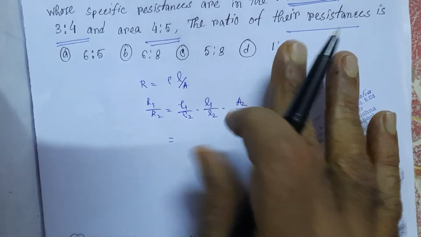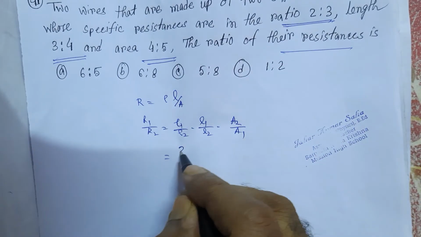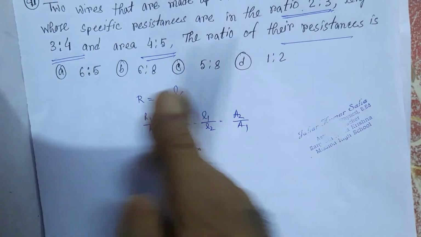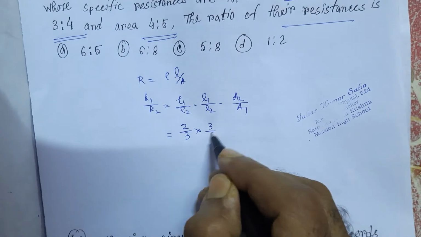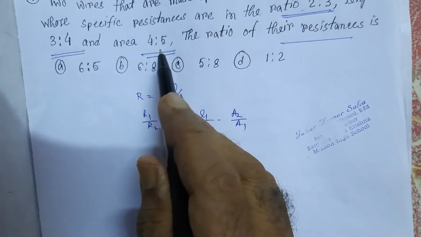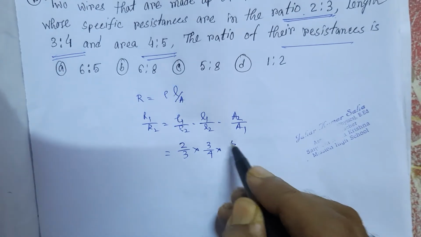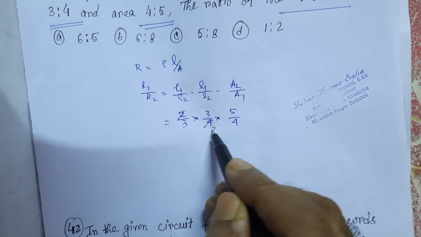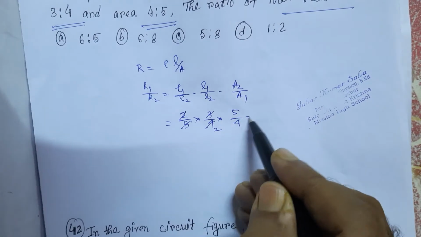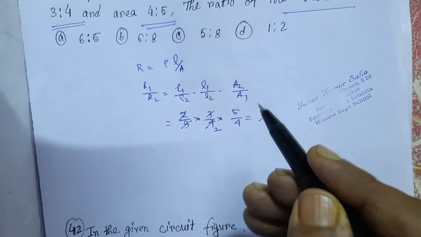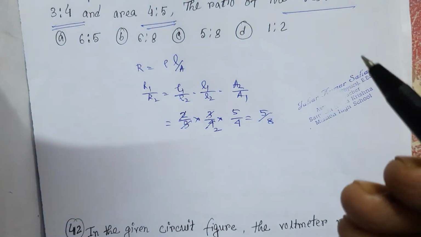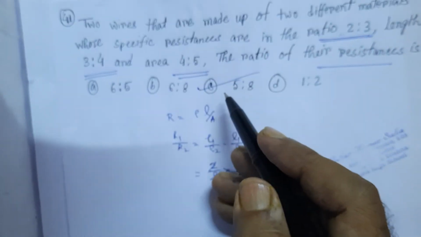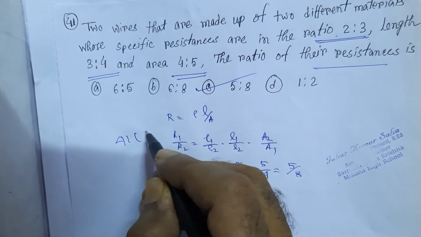Now rho 1 by rho 2 is 2 by 3. L1 by L2 is also 3 by 4. But A2 by A1 is actually 5 by 4. So the 2 and 3 will cancel out, and this is 5 by 8. So the required ratio is 5:8. C is the correct answer. So the correct choice of question number 41 is C.